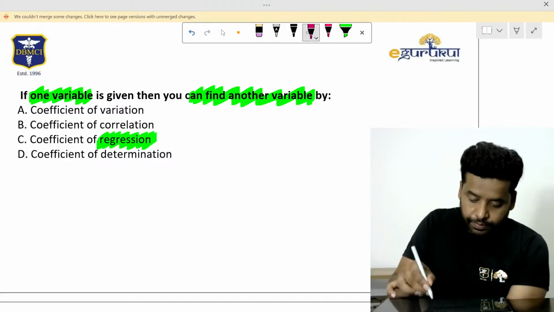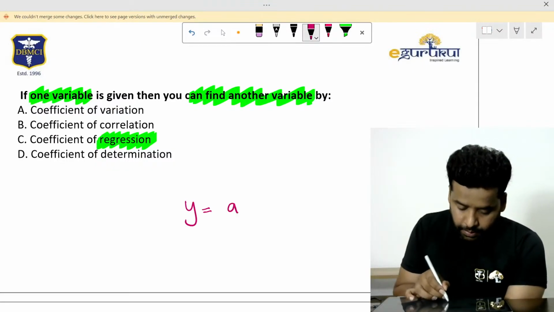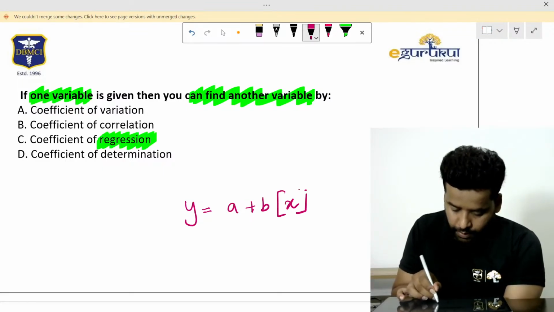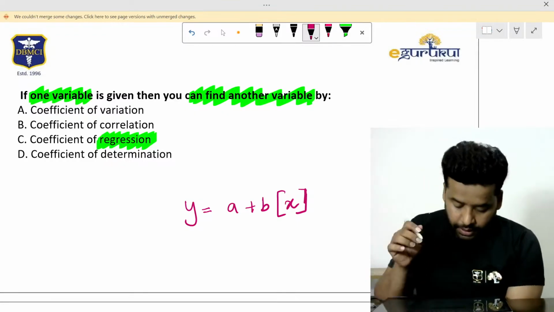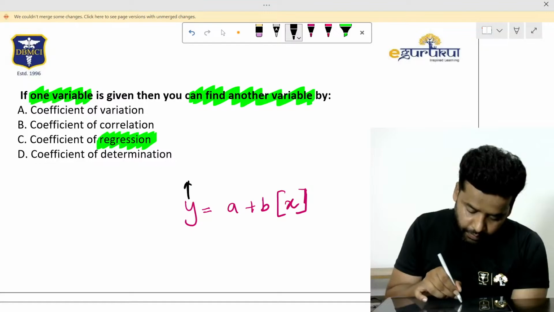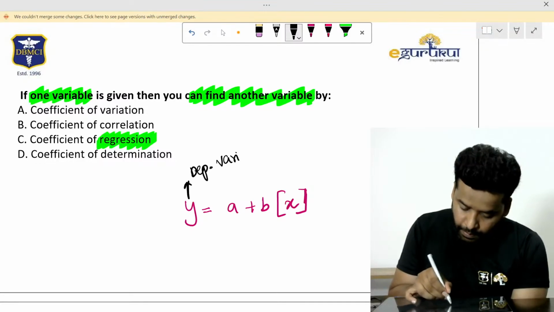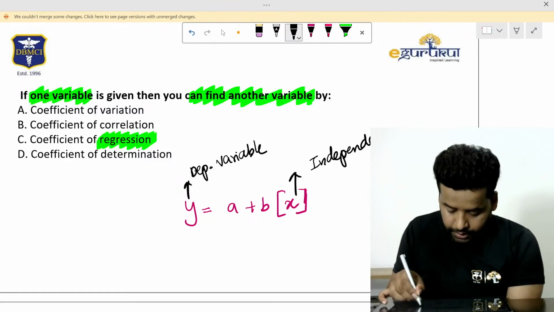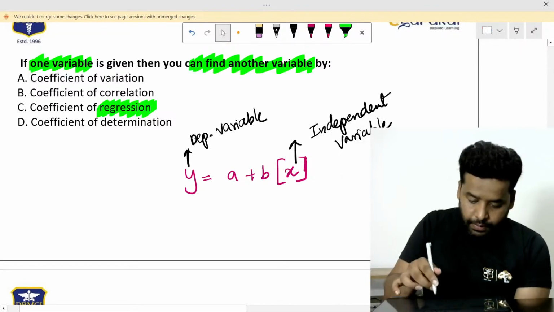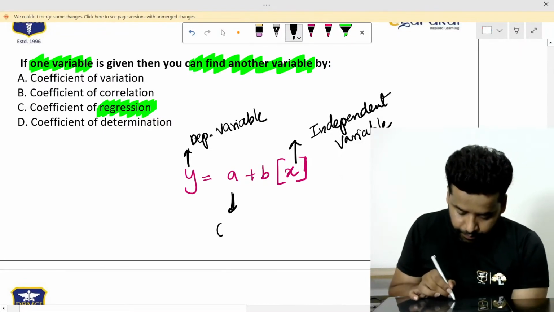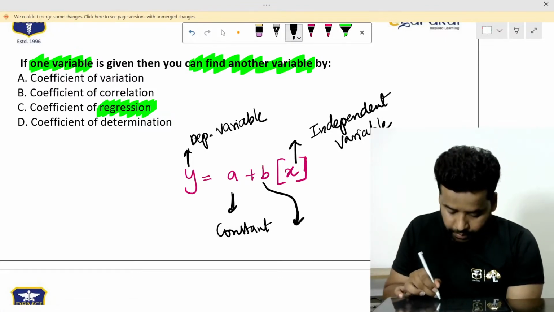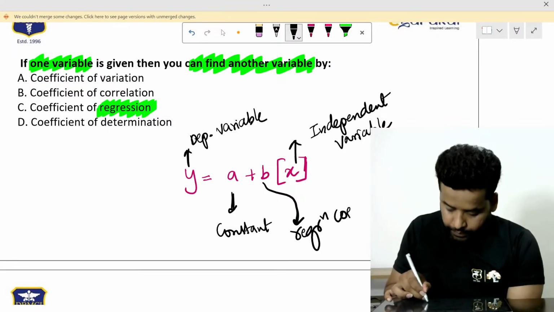Y is equal to A plus Bx. Y is the dependent variable. X is the independent variable. A is the constant, the intercept. B is the regression coefficient.